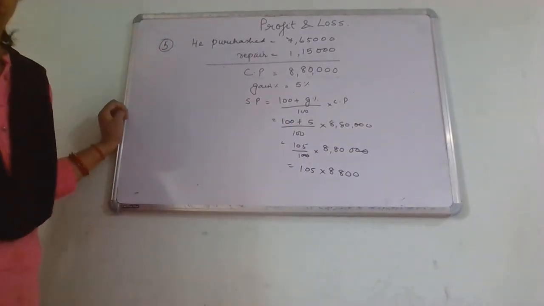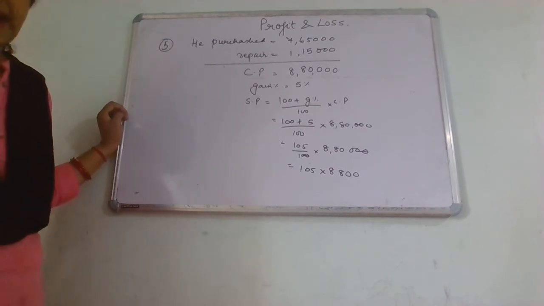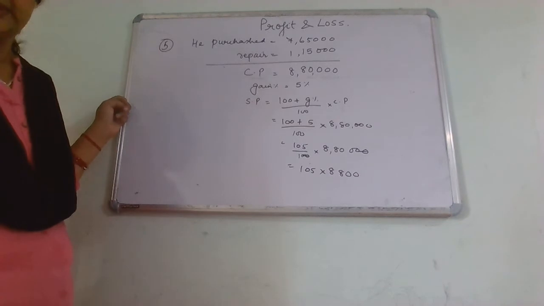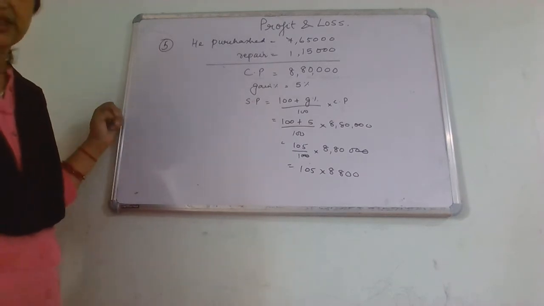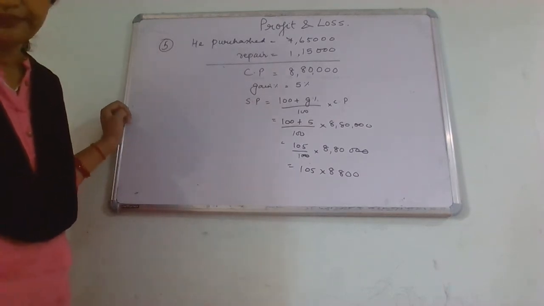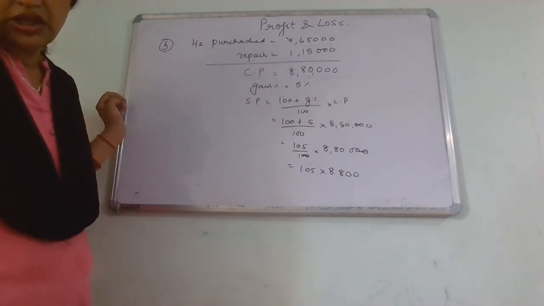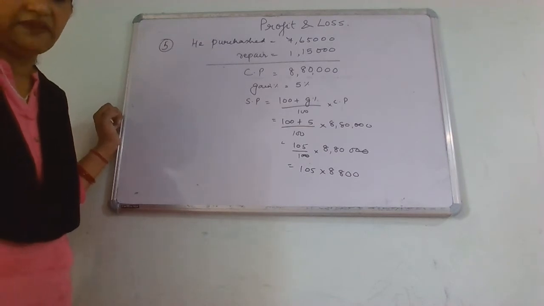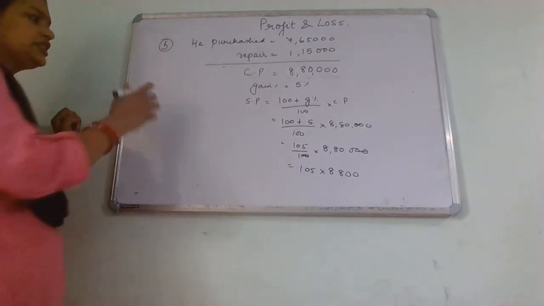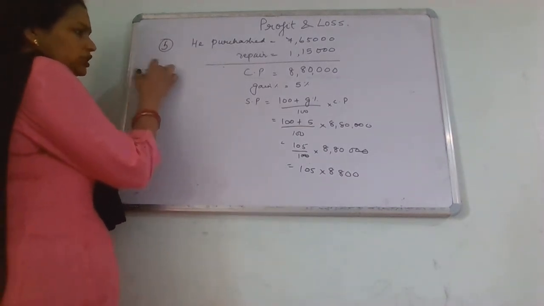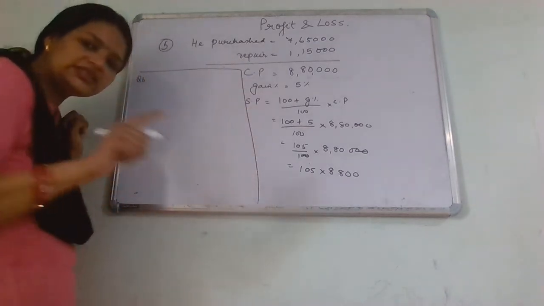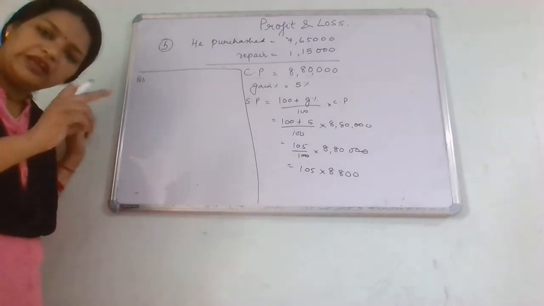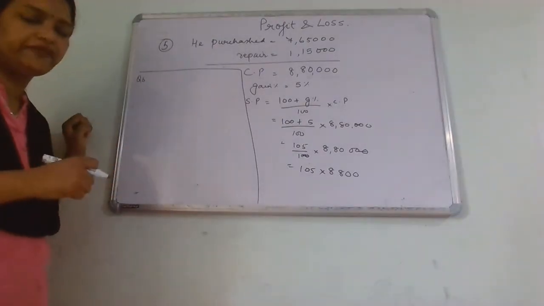Question number 6. A vendor buys lemons at rupees 25 per dozen and sells them at the rate of 5 for rupees 12. Find his gain or loss percent. Here some hint is given. Don't go for the hint. I will explain how you can do this question. You can find out the CP of one lemon and the SP of one lemon, and then you can compare.